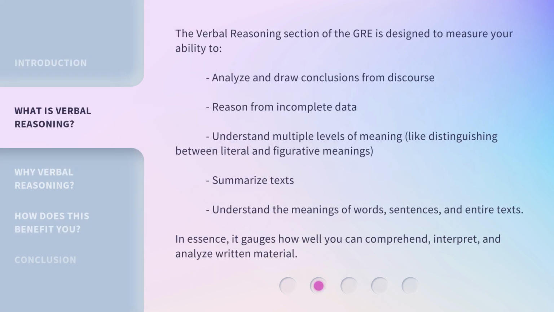The Verbal Reasoning section of the GRE is designed to measure your ability to analyze and draw conclusions from discourse, reason from incomplete data, understand multiple levels of meaning, like distinguishing between literal and figurative meanings, summarize texts, understand the meanings of words, sentences, and entire texts. In essence, it gauges how well you can comprehend, interpret, and analyze written material.